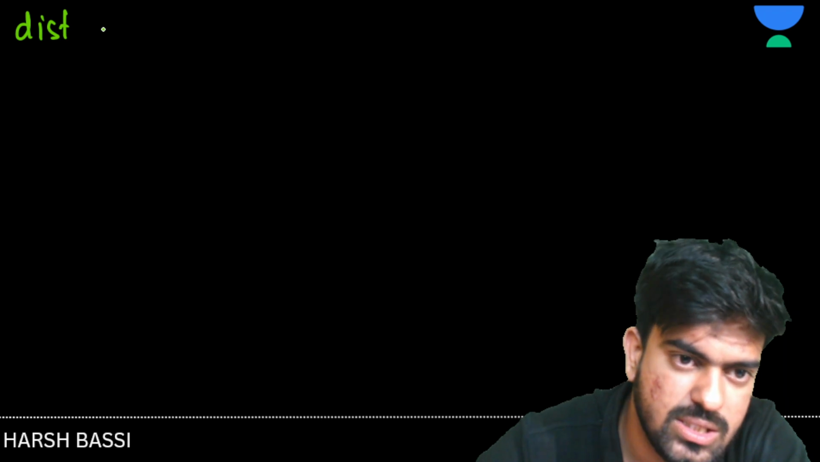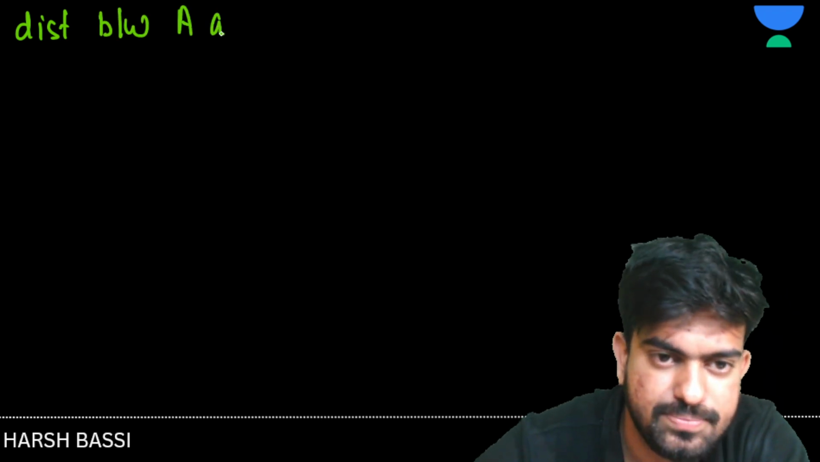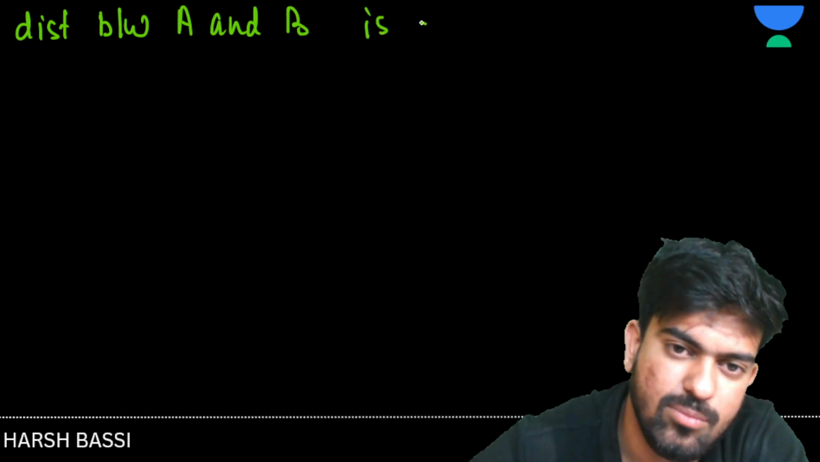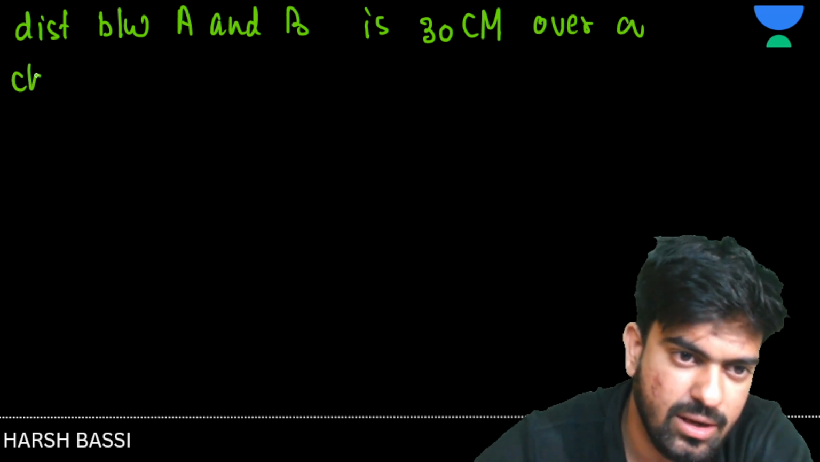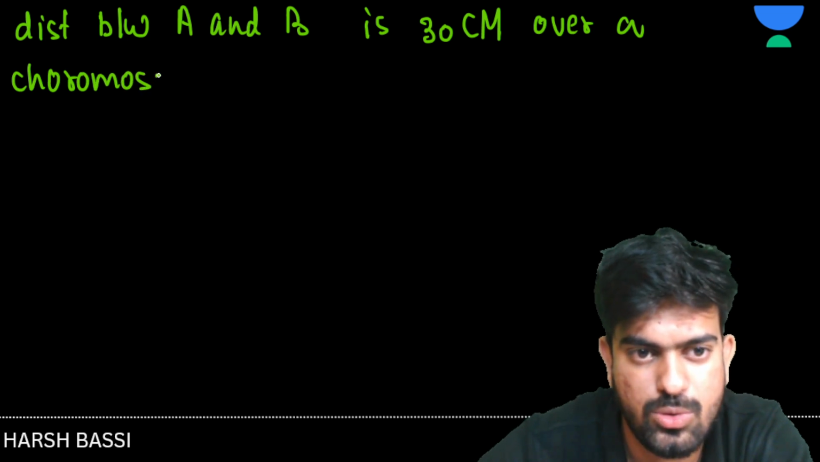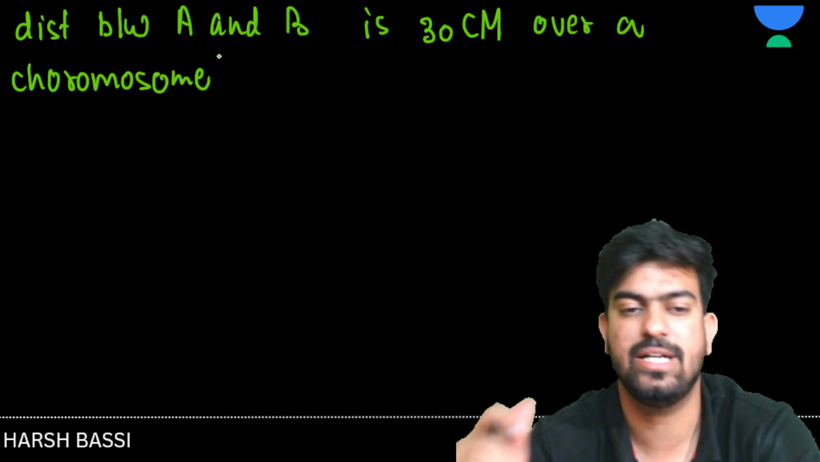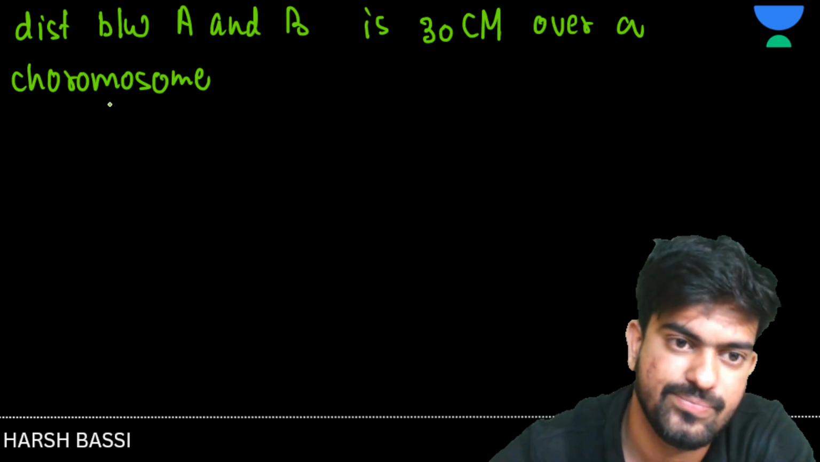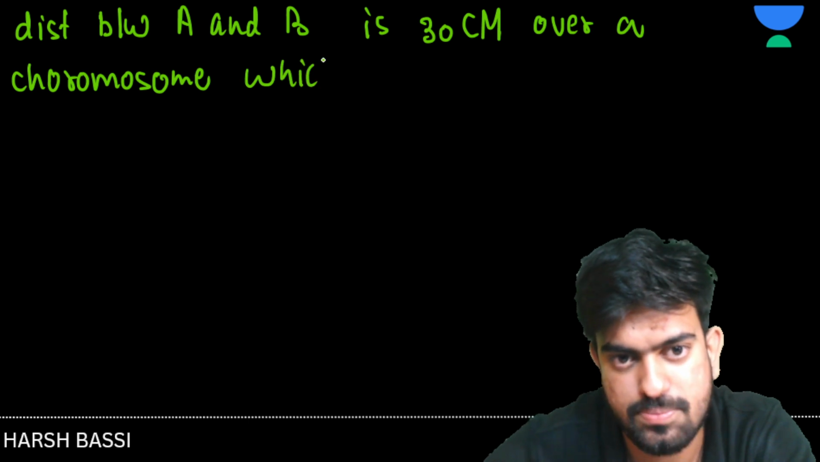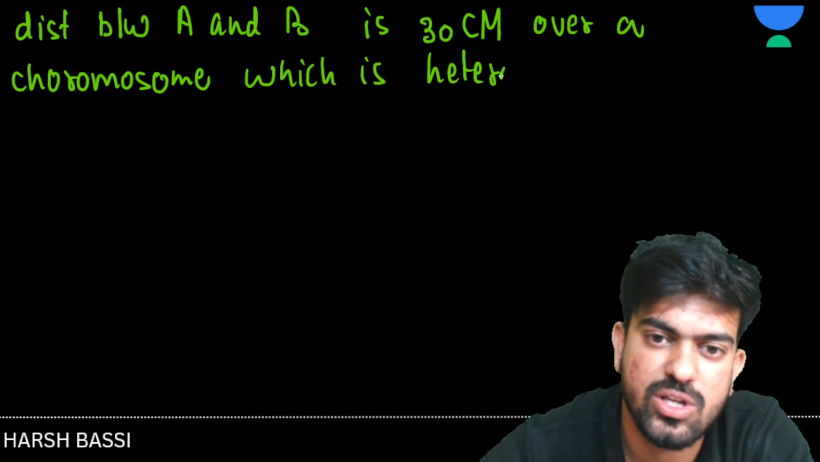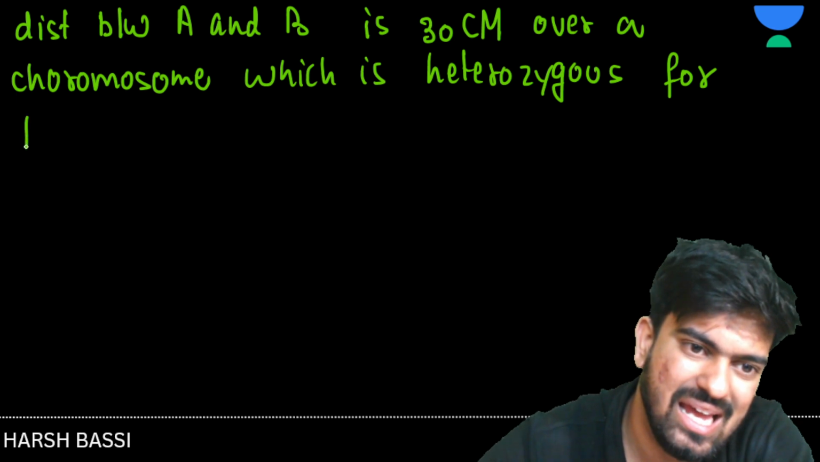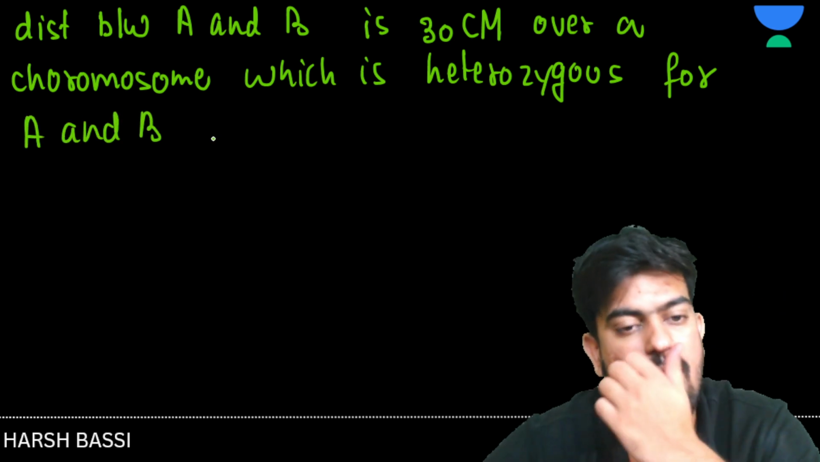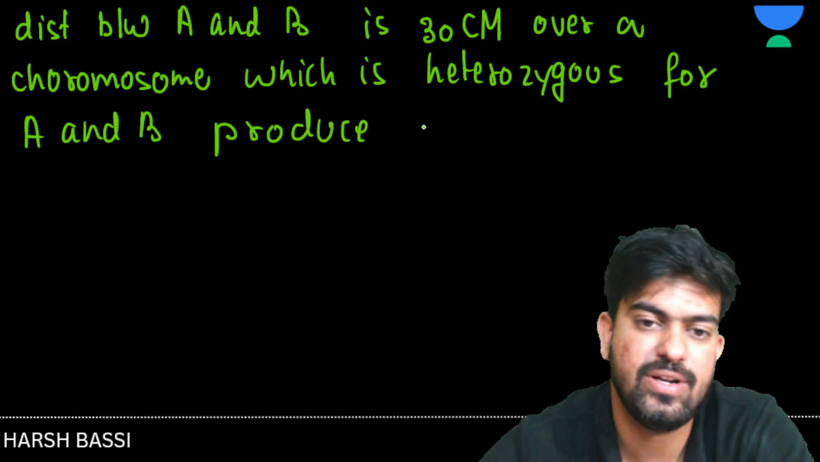Just another question. The distance between A and B is 30 centimorgan. Over a chromosome, there is one chromosome, and in that chromosome the distance is 30 centimorgan. Over a chromosome which is heterozygous for A and B, and it produces 600 gametes.